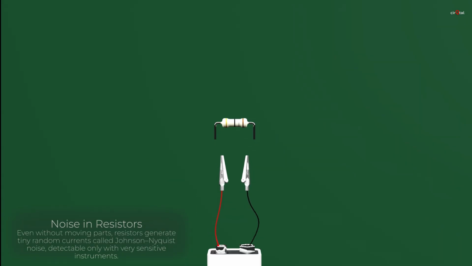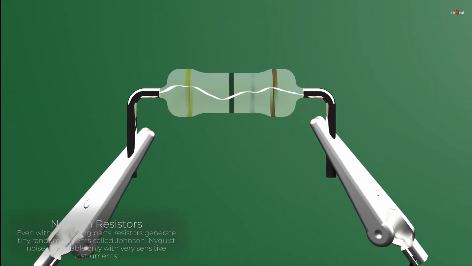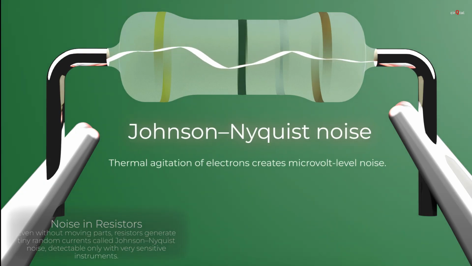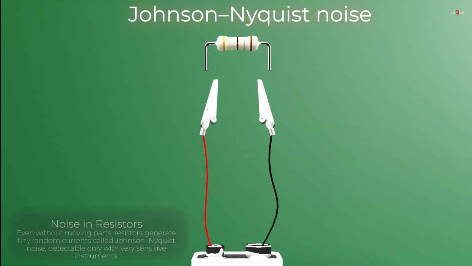Resistors don't move or make sound, but inside, the electrons are always in motion, bumping into each other. This creates a tiny random electrical noise. It's called Johnson-Nyquist noise. It's so small we never notice it, but a very sensitive oscilloscope can.